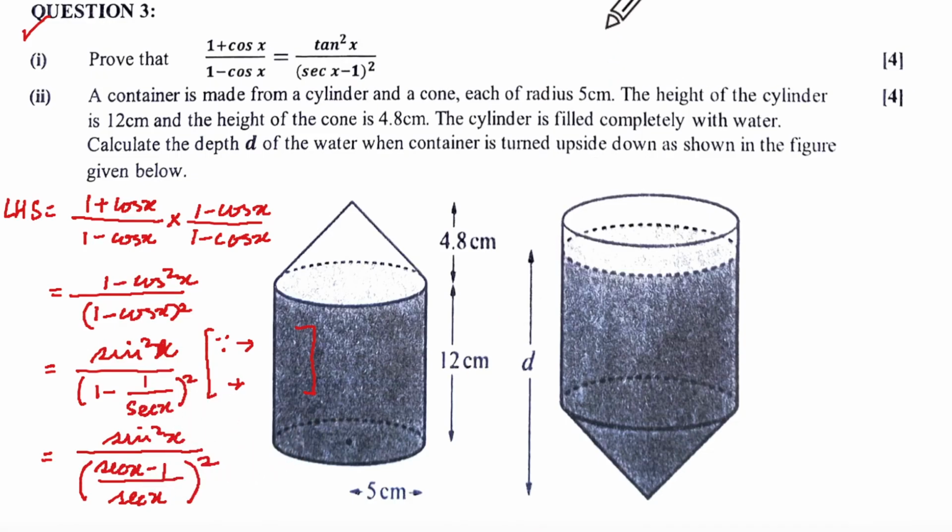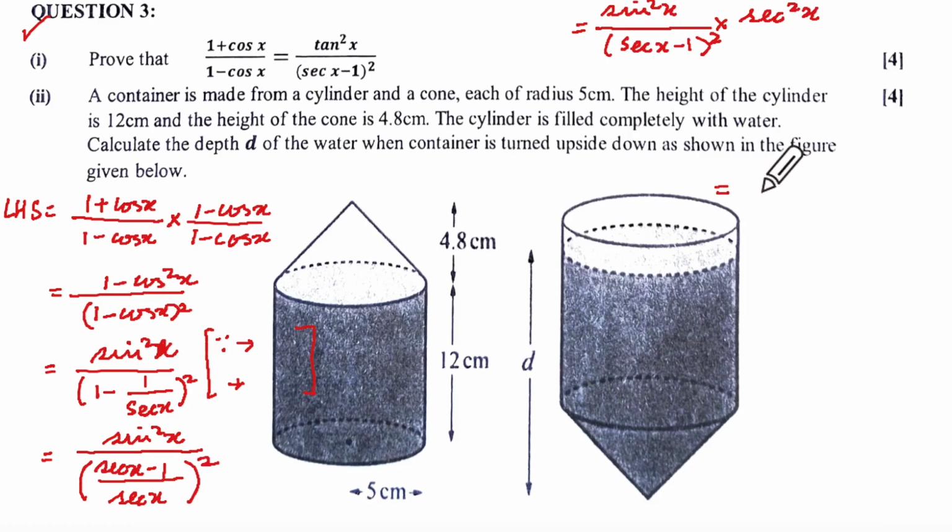Then in the denominator it will become sec x minus 1 whole square, and the denominator of the denominator will come up because you will multiply by the reciprocal of this. So I will have sec square x coming in the numerator. Did you understand from this step to this step how it is?